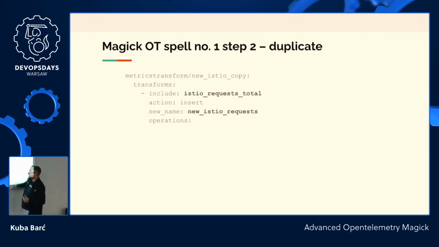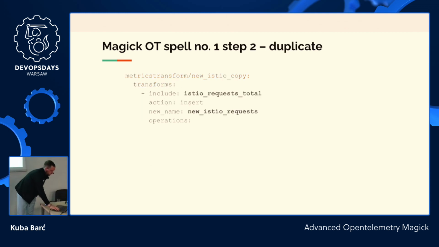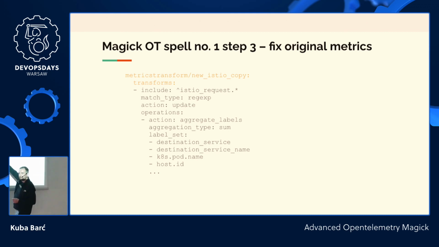The way I do that is this. I chained a bunch of processors together. First of all, I am going to copy a metric pretty much one-to-one from Istio request total to new Istio request. It was named differently, but let's call it new Istio request for now. Then I am going to fix the original metric. And if you notice the orange thingy at the very top, that's the same processor, metric transform new Istio copy. It gives you a list of functions to apply, one after another. So even within a single processor, you can have multiple directives.